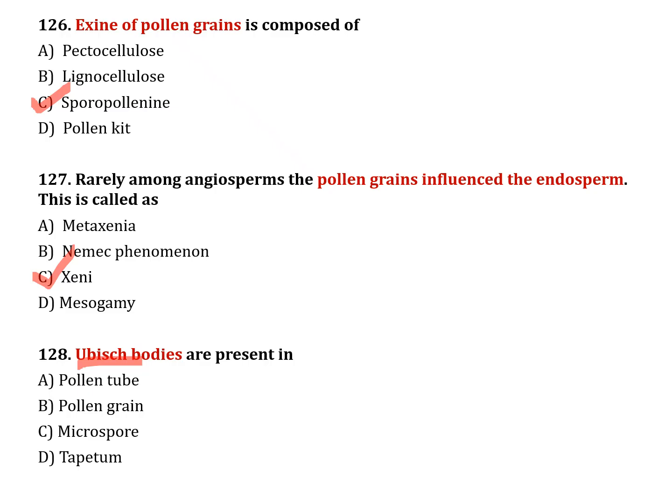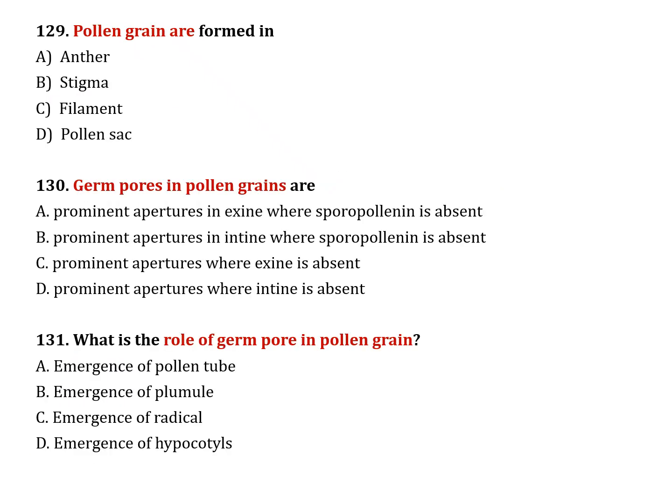Ubisch bodies are present in option A pollen tube, option B pollen grain, option C microspore, option D tapetum. Correct answer is option D, tapetum. The next question, number 129.